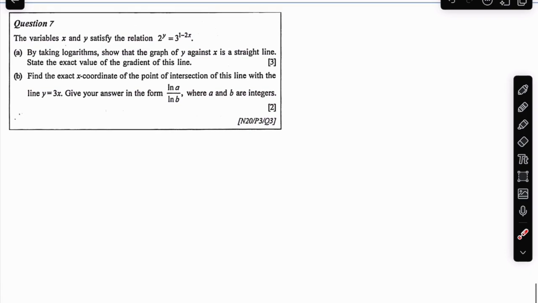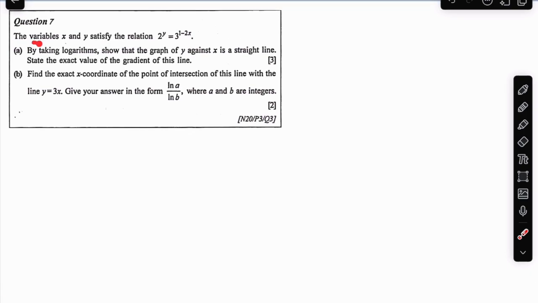Alright guys, so another question here. We've got the variables x and y satisfy the relation 2 to the y is equal to 3 to the power of 1 minus 2x. It says, by taking logarithms, show that the graph of y against x is a straight line. It then wants us to state the exact value of the gradient of that line. So how does one go about doing this? Well, let's see.